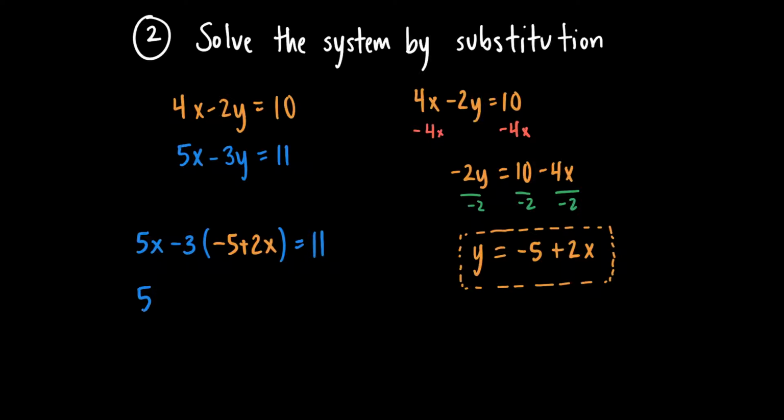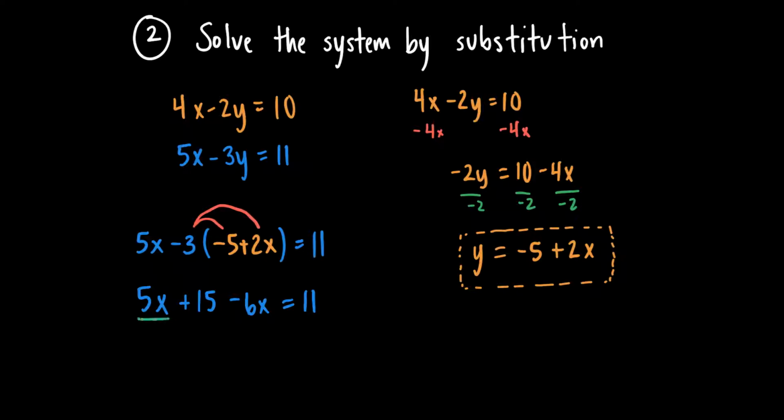Okay, and now we're just going to solve. So we're going to have 5x, and then we're going to take this negative 3 and distribute it to both parts here. This is probably the most common mistake I see in this, so make sure you don't make that mistake. All right, so negative 3 times negative 5, that's plus 15. And then negative 3 times positive 2x is going to be minus 6x. That's going to be equal to 11.